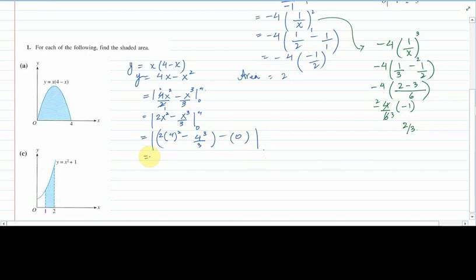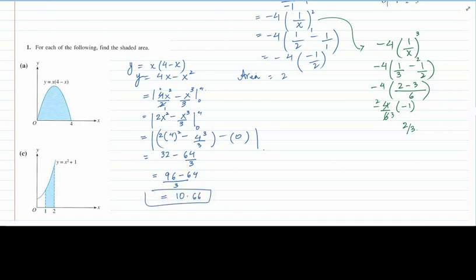After that, 4 square 16, 2s are 32, minus 64 divided by 3. Taking LCM, that will be 3, 3 2s are 6, 6 2s are 9, 96 minus 64, divided by 3. So we can easily find out 96 minus 64, 32 divided by 3 is 10.66.